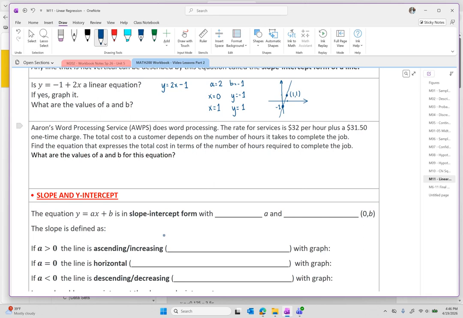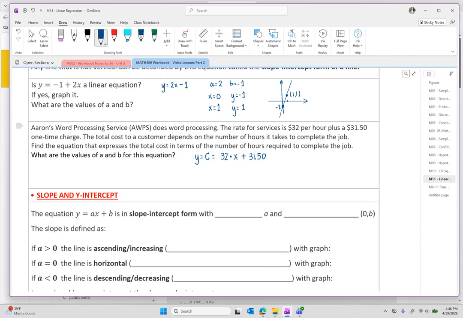So the cost is the y coordinate. We can call it y. We can also call it c if we want, for the cost. And it will be $32 per hour, so $32 times the number of hours. We can call them x or we can call them h for hours, plus a fixed cost of $31.50. The units for y, for the cost, will be in dollars, and the units for x are in hours.